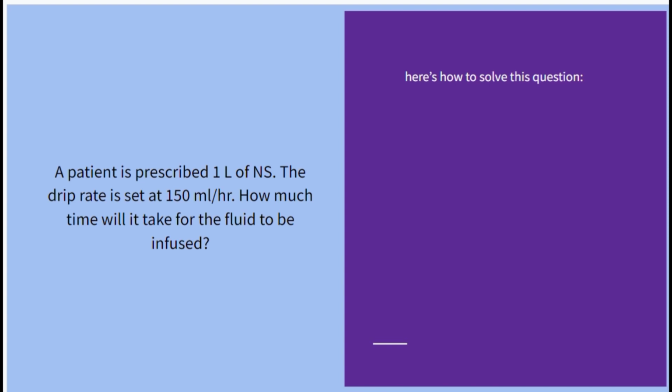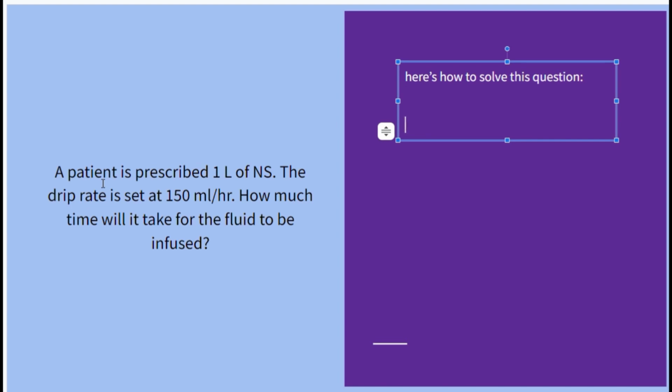Question number 4. A patient is prescribed 1 liter of normal saline. The drip rate is 150 mLs per hour. So how much time will it take for the fluid to be infused? So they're giving us the volume and they're telling us the rate. They're asking us how much time it will take for the whole bag to be finished and delivered to the patient. Again, very easy.